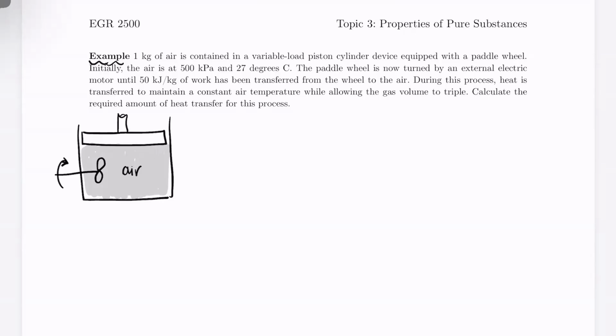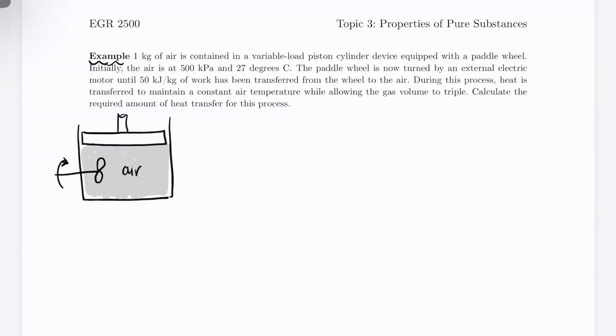All right, and initially we're given that the air is at 500 kPa and 27 degrees Celsius. The paddle wheel is turned on by an external electric motor until 50 kilojoules per kilogram of work has been transferred from the wheel to the air. During this process, heat is transferred to maintain a constant air temperature while allowing the gas volume to triple. Calculate the amount of heat transfer required for this process.